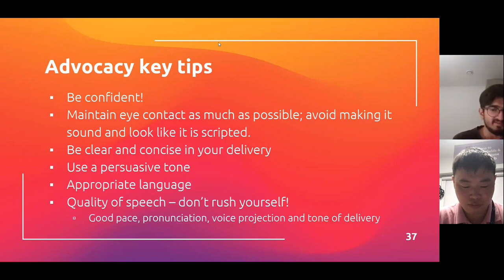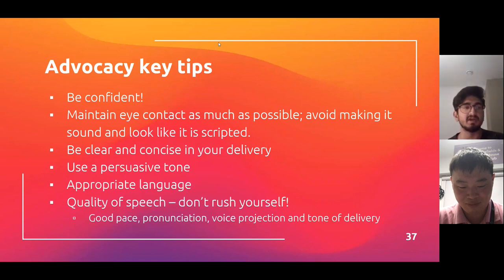Also be clear and concise in your delivery. An important part of being a good advocate is not only being confident, but also being clear. It's important that a judge, alongside your opponents, should both be able to pick up what you're arguing very easily. And again, whether you're inviting the court to allow the appeal or to dismiss it, using a persuasive tone is really, really important.